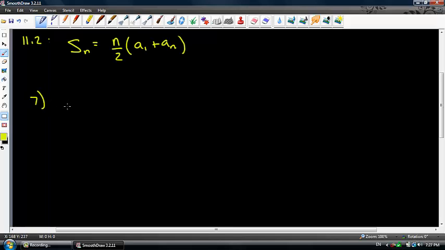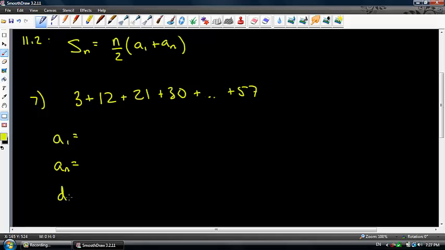Okay, so number 7 here looks like we have 3 plus 12 plus 21 plus 30 plus dot dot dot plus 57. Okay, so they've taken away a lot of information from you. But we can figure out a sub 1. We can figure out a sub n. And you know what? We can figure out d at the same time. So remember, a sub 1 is 3. A sub n is 57. It's the last term. And d is going to be, looks like, 9.